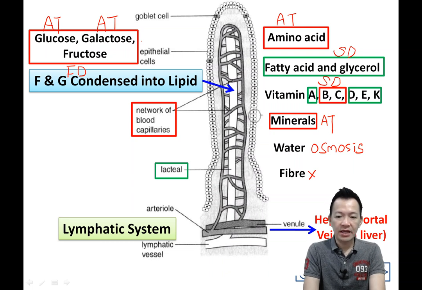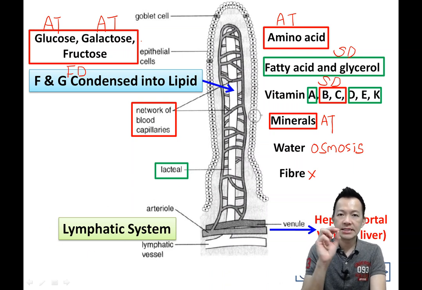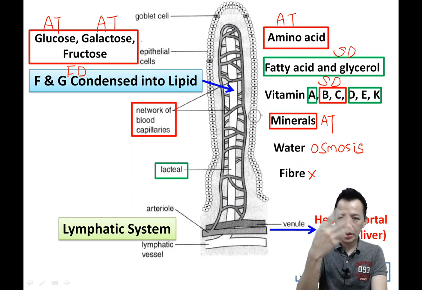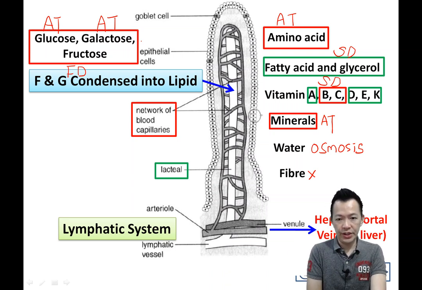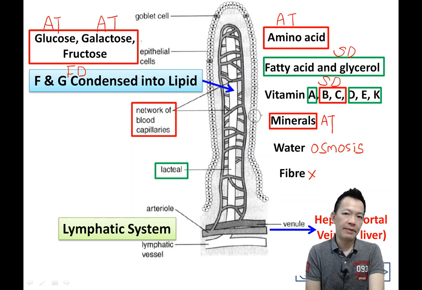Okay, so after the absorption, the food will be sent to the liver, 送去我们的肝。And sent to the lymphatic system for another process called assimilation. Always mean by assimilation. Okay, we continue in the next video. Okay, set up. Bye bye.